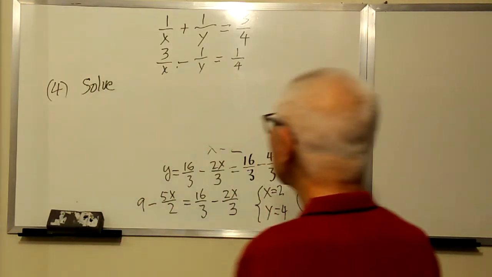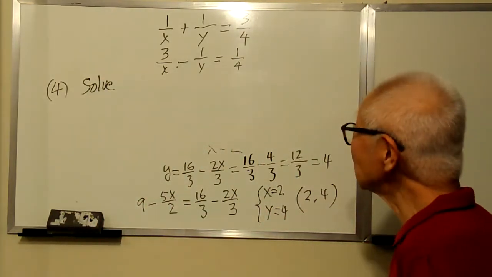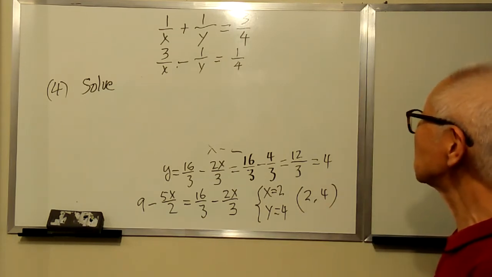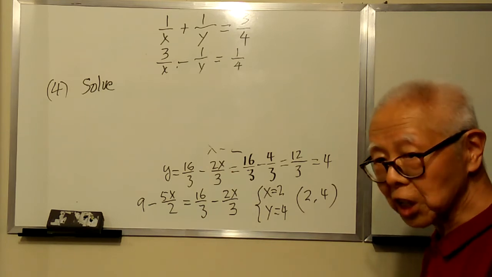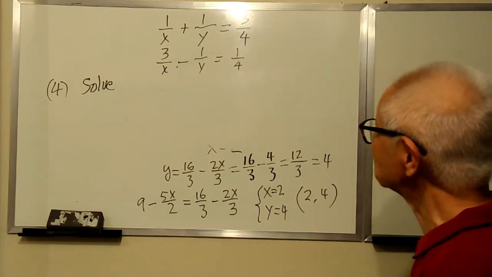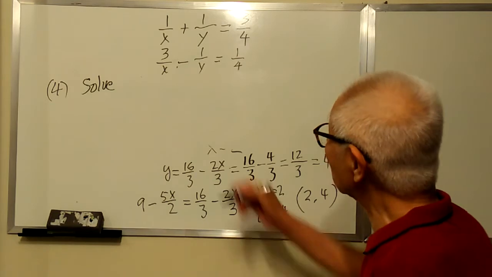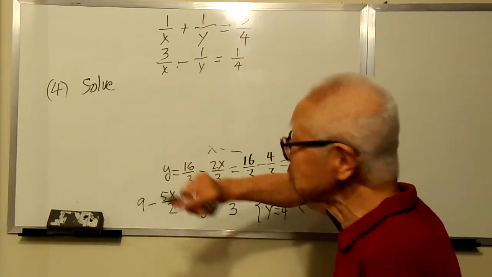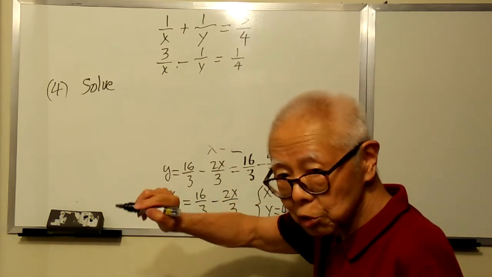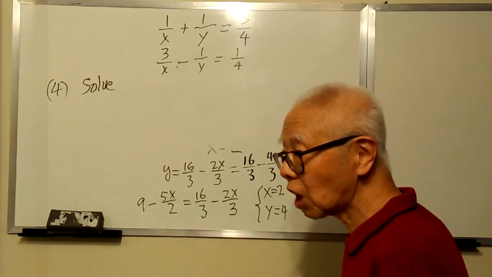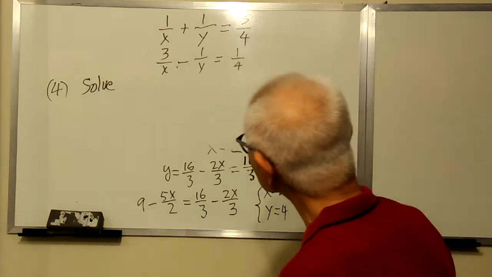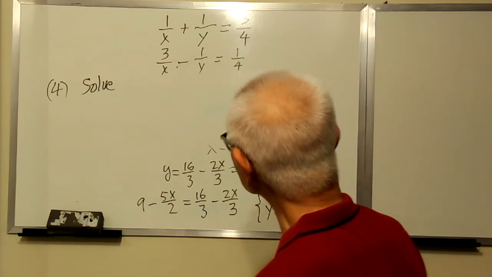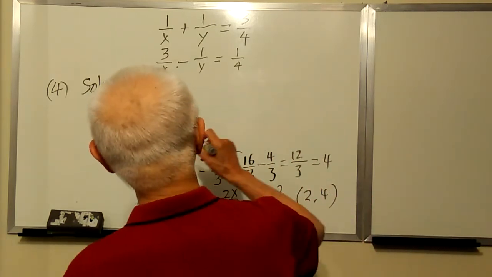Now, let me have more space here. Look, I have x and y both in the denominator. Actually, this is not a linear system. Because what is the power of x? It's negative 1. The power of y is negative 1. When you have a negative power, it is not a linear system. But you can still use the method of linear systems to do it. How do we do that?